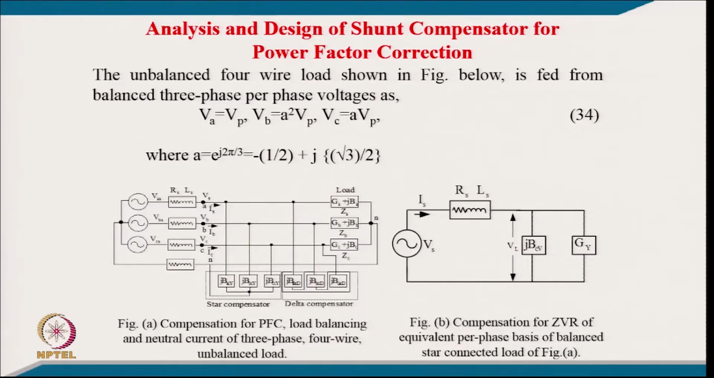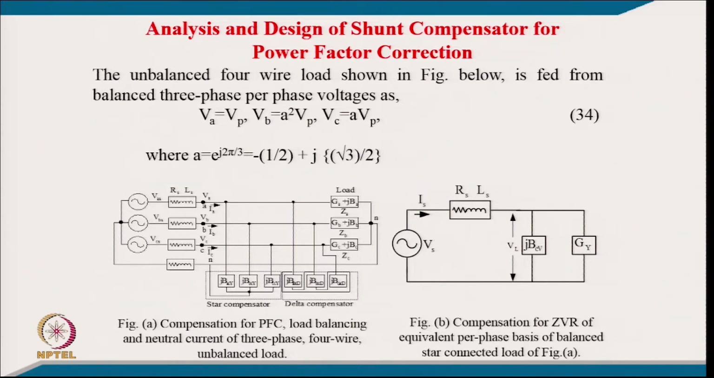We would like to first have the analysis and design of this shunt compensator for a 4-wire system for power factor correction. The unbalanced 4-wire load shown here in figure A is fed from a balanced 3-phase supply, where the per phase voltages are Va equal to Vp, Vb equal to a squared Vp and Vc equal to a Vp, where Vp is the RMS voltage per phase and a is the operator for the 120 degree phase shift, e to the power j 2 pi by 3, which in rectangular form can be written as minus half plus j root 3 by 2.